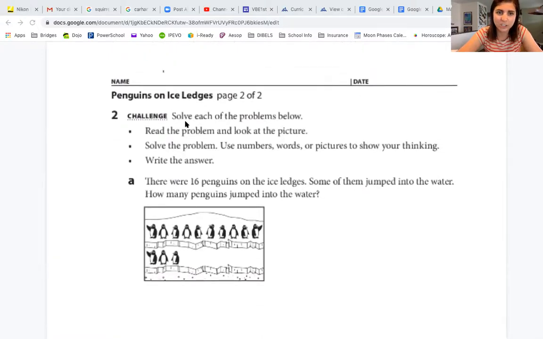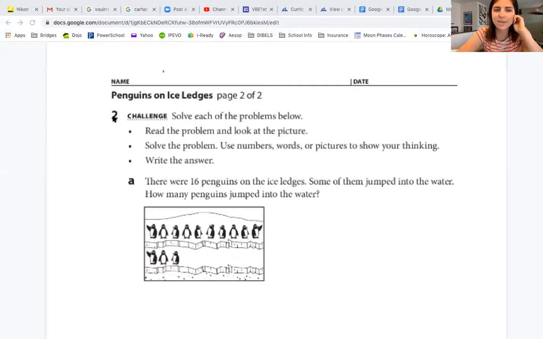Let's go to the next page. So it says 2, this is a challenge. Solve each of the problems below. So 3 bullet points, you gotta read the problem, look at the picture, solve the problem. You need to use numbers, words, or pictures to show your thinking. So can you just give me the answer? Nope, you need to use numbers, words, or pictures. And then it says write the answer.